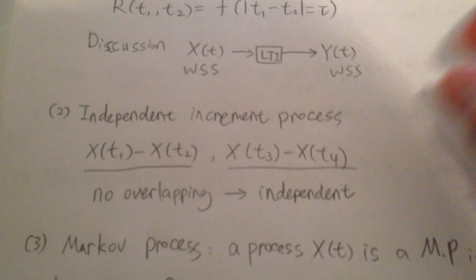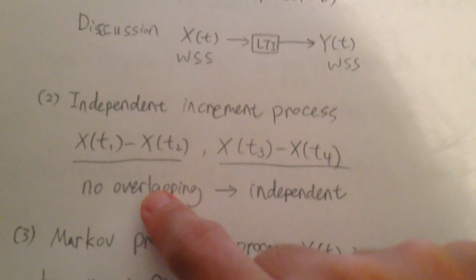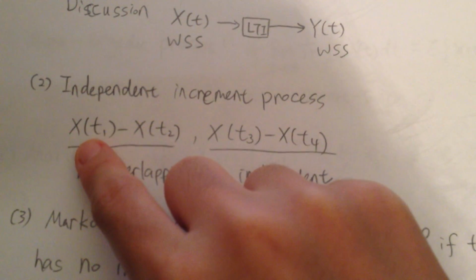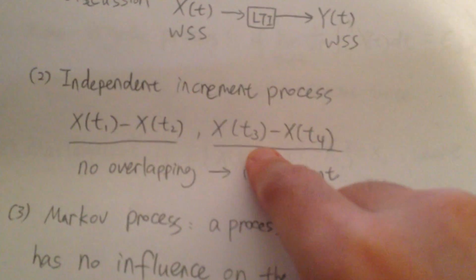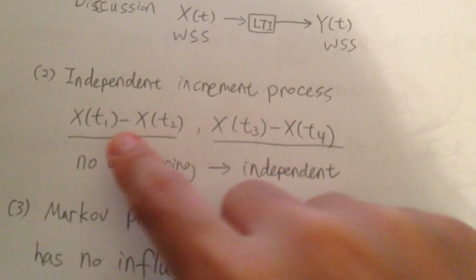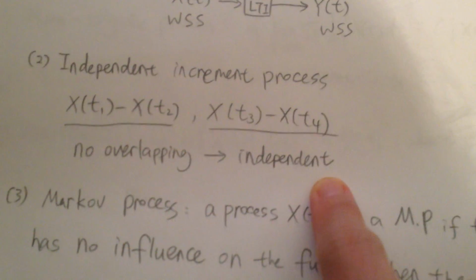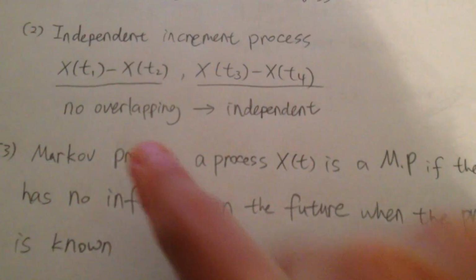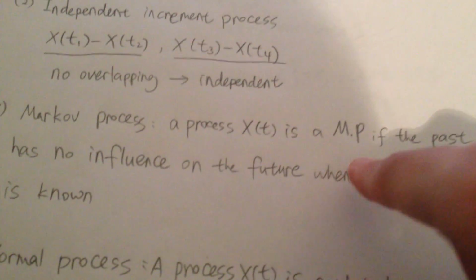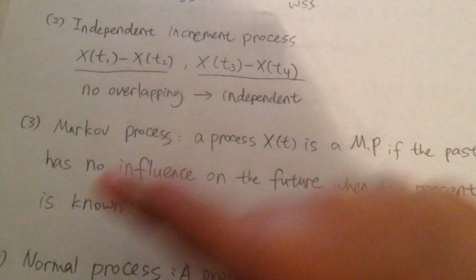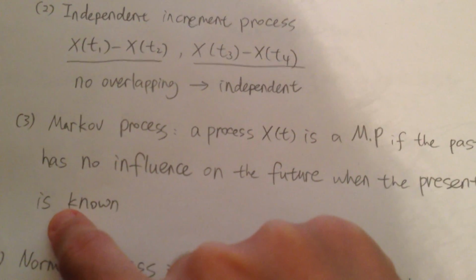The second process is the independent increment process. For this process, we just need to know that x(t1) minus x(t2) and x(t3) minus x(t4), if they have no overlapping areas, are independent. The third process we need to see is the Markov process. That means a process x(t) is a Markov process if the past has no influence on the future when the present is known.